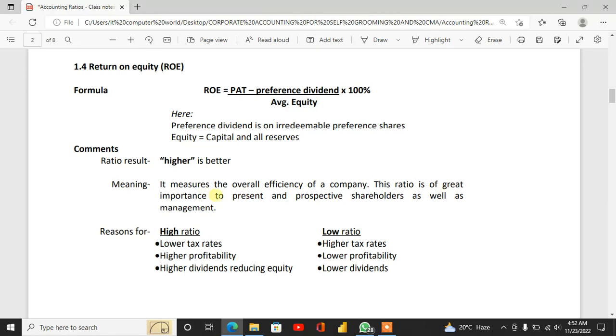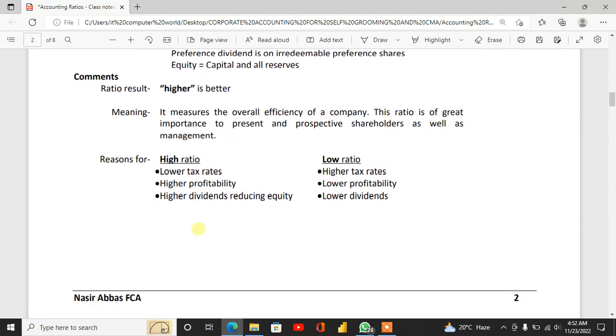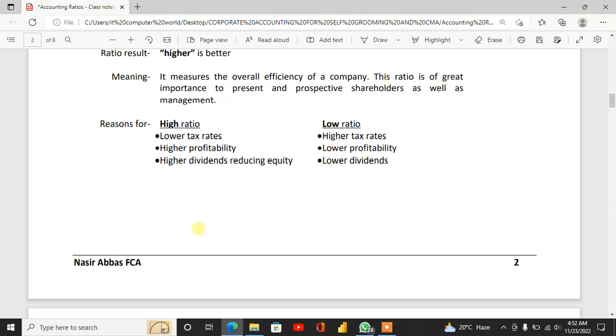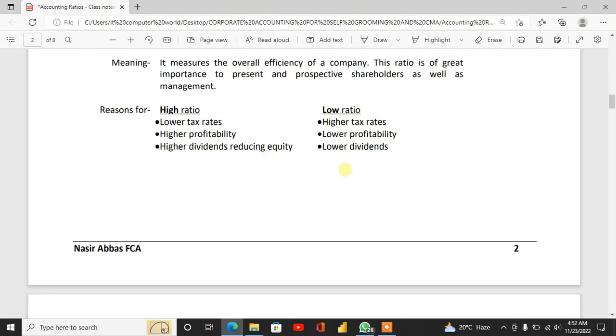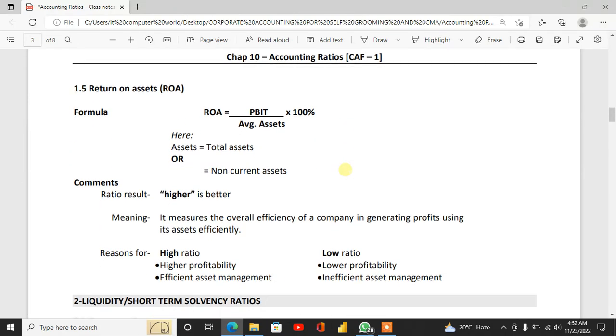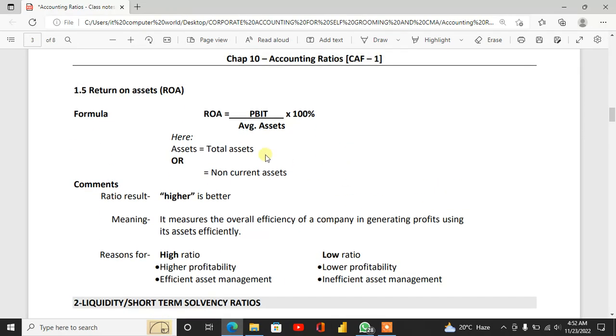This ratio is of great importance to present and prospective shareholders as well as management. If higher: low tax rates, higher profitability, higher dividends, reducing equity. If lower: higher tax rates, lower profitability, lower dividends. And the last but not least, return on assets. Profit before interest and tax divided by average assets. Assets here are total assets, including non-current assets.